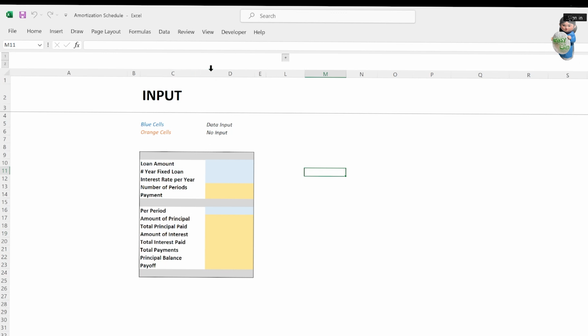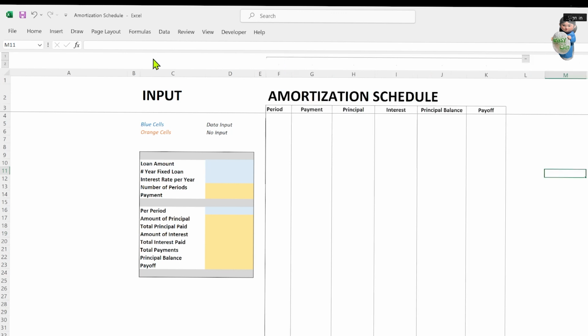On the left, right here, is a table for all the inputs. As a reminder, blue cells are for you to put in input data, and orange cells, no input. These are formula driven. So let's do a sample of a car loan. On the right hand side is the table for amortization schedule, and all cells are formula driven and no input.